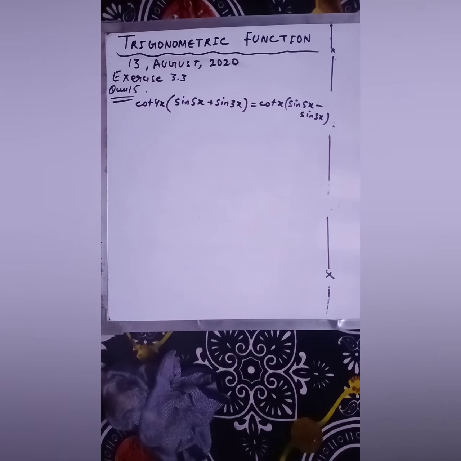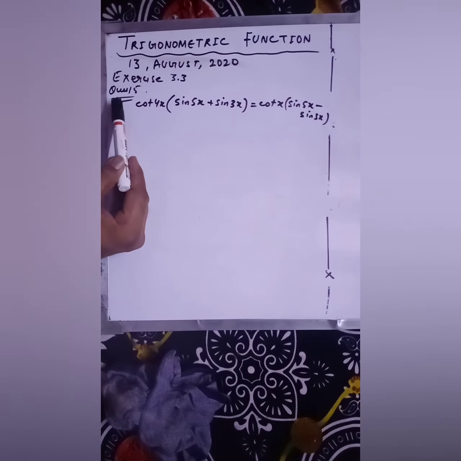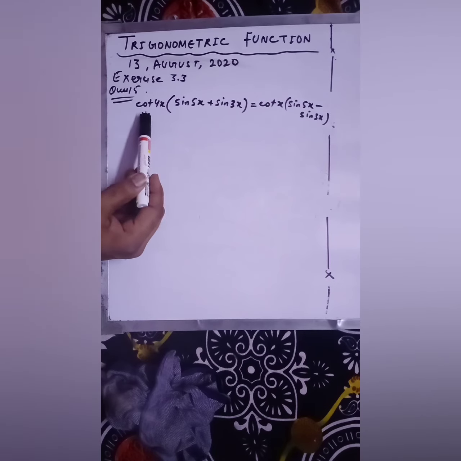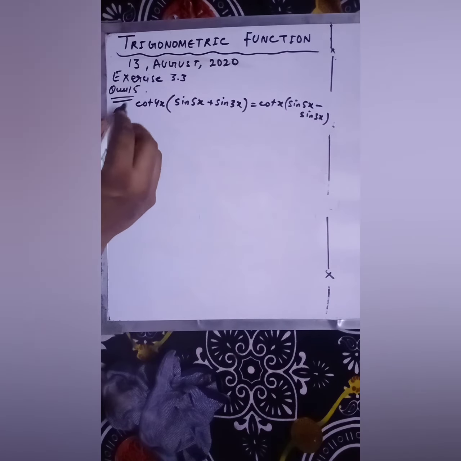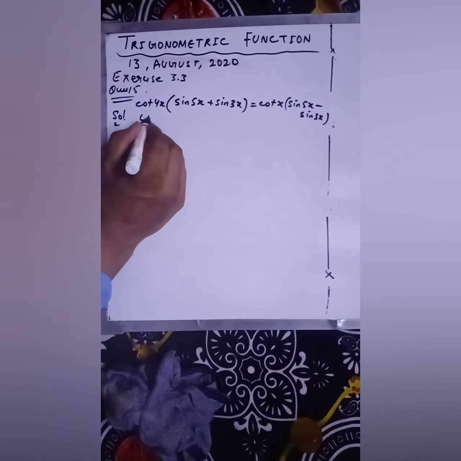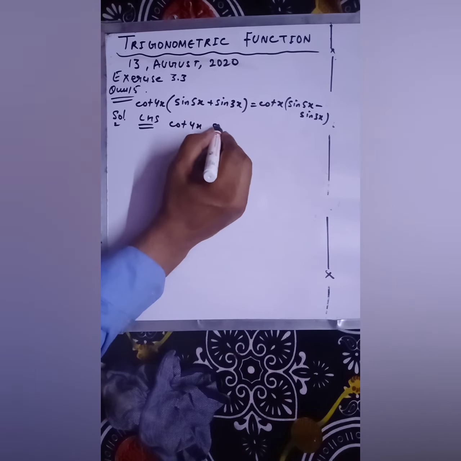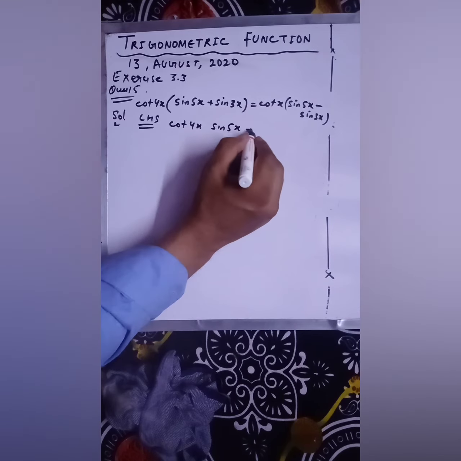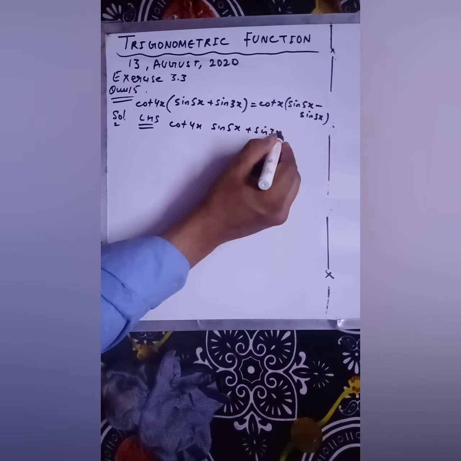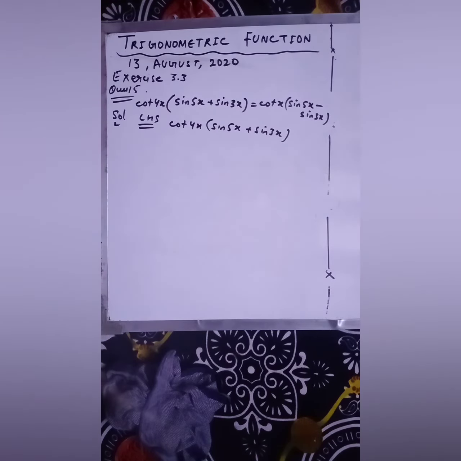Now here, this is your question number 15 of the same exercise 3.3. So see how we will solve this question. I'm copying the left hand side, that is cot 4x (sin 5x plus sin 3x).